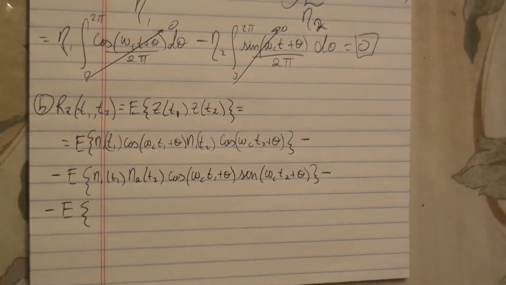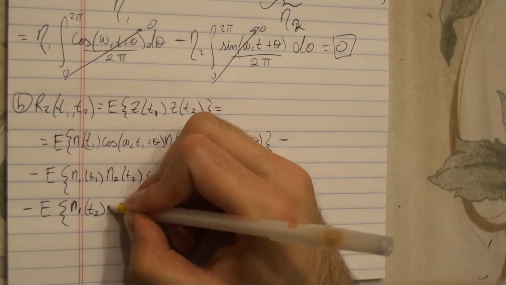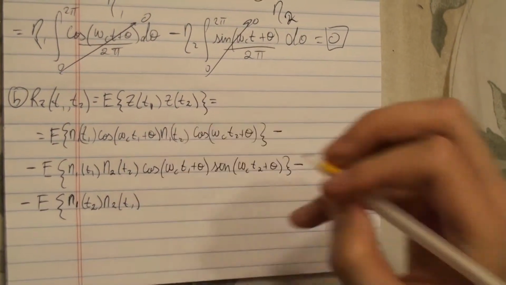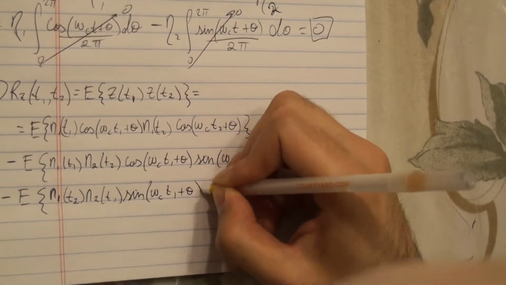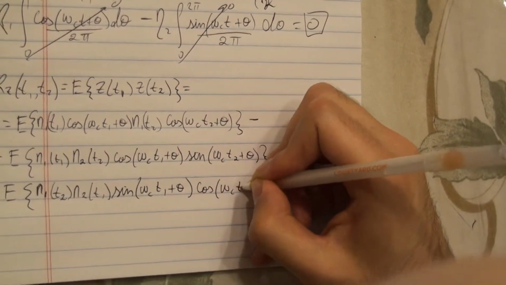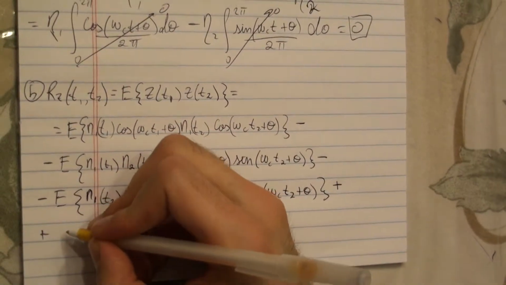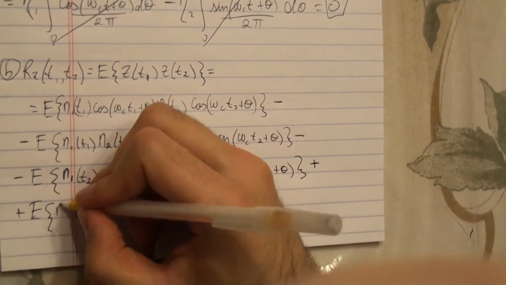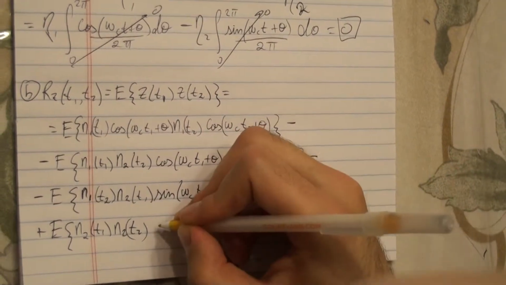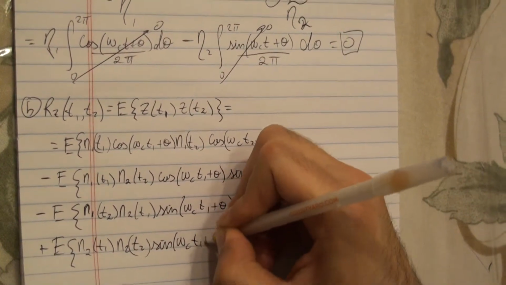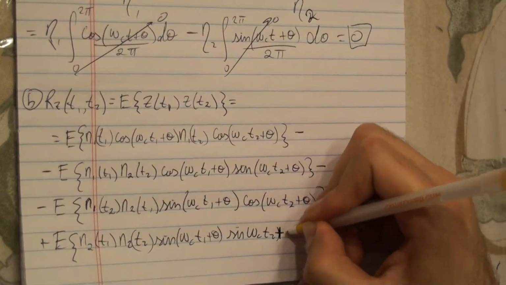expected value of N1 T2 N2 T1 sine omega c T1 plus theta cosine omega c T2 plus theta, and plus the fourth term, expected value of N2 T1 N2 T2 sine omega c T1 plus theta times sine omega c T2 plus theta.